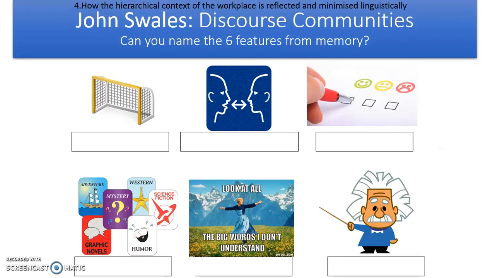Okay, so on to category 4 now in your own revision notes. We're thinking about how the hierarchical context of the workplace is reflected linguistically. So, can you remember what Swales says are the 6 features of a discourse community? Use these images to try and jog your memory. Pause this video, write down the 6 features of a discourse community.